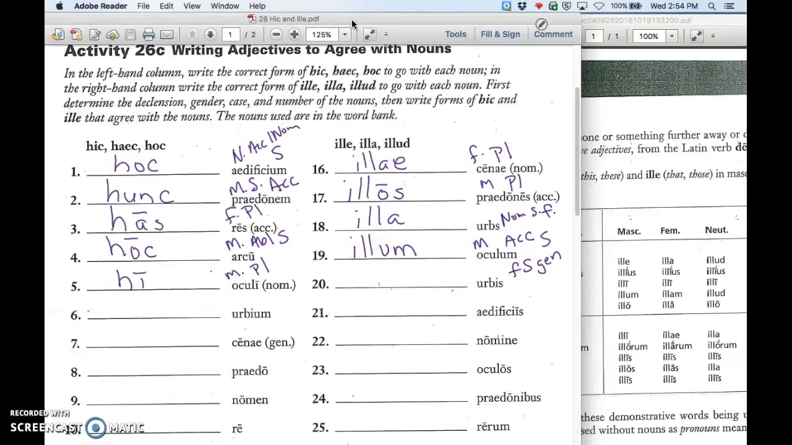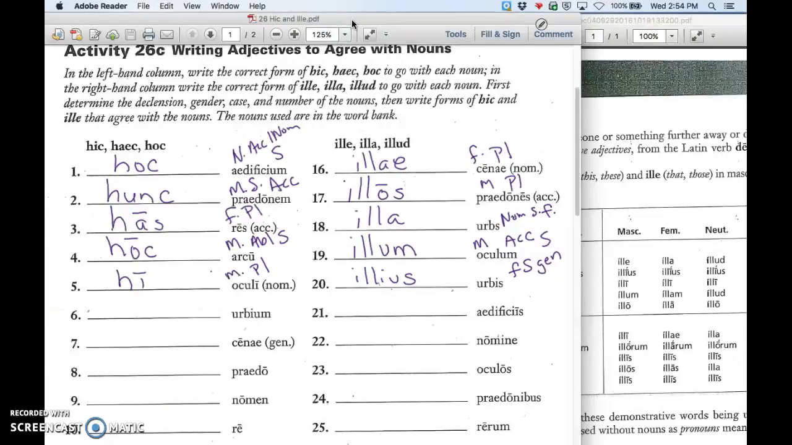So now we need the singular genitive form, and that one is the second one down at the top, and it's a little different. So we have illeus. So there's your example of 26C. You want to make sure that you do all of those and pay careful attention, and make sure you put those labels there like I was doing. That way you can show your work and know exactly what it is you're looking at.